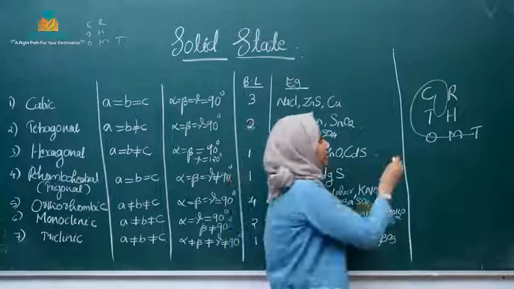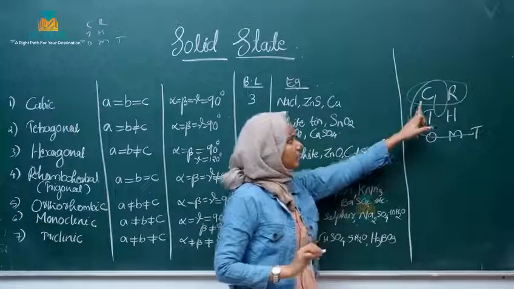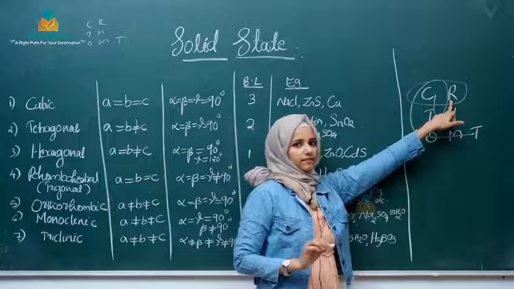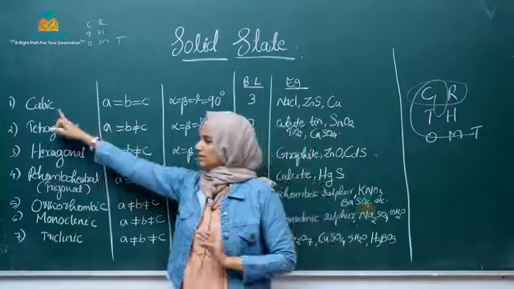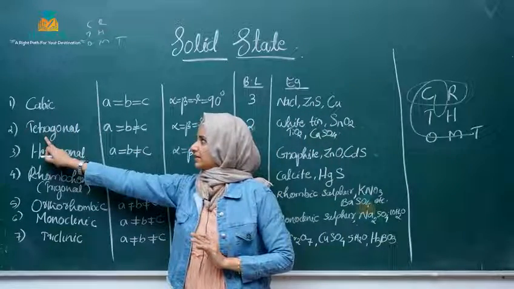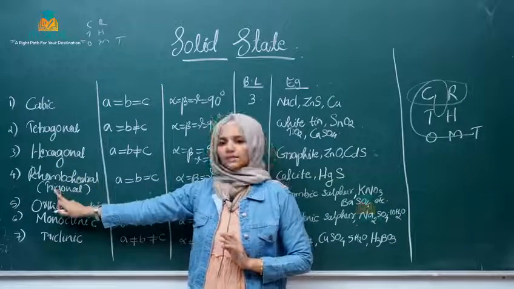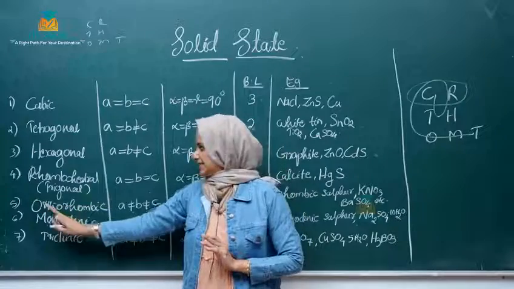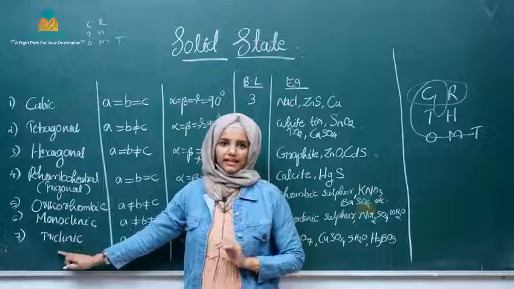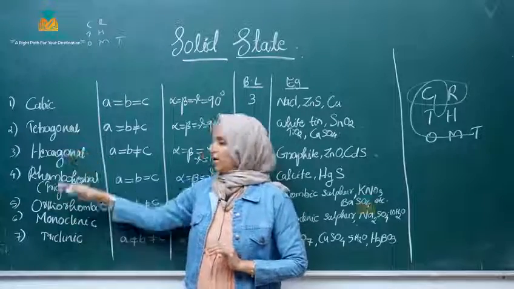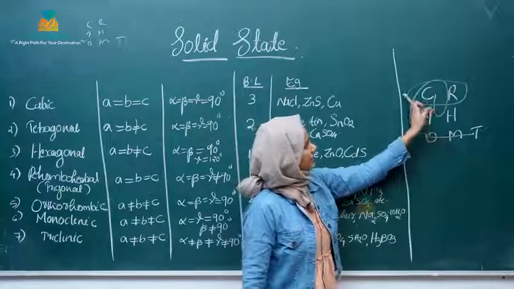Listen carefully. In C-thrombed you can see the first row, that is cubic and rhombohedral. What is this C-thrombed? First one is cubic, tetragonal, hexagonal. Then the fourth one is rhombohedral, otherwise called trigonal. The fifth one is orthorhombic, the sixth one is monoclinic, and the last is triclinic. This is what we wrote in short form, C-thrombed. So first you have to write like this. Then you consider the first row.